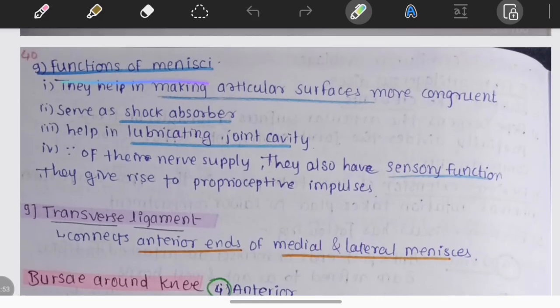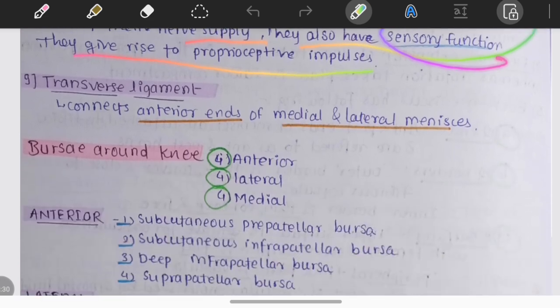Next, the functions of the menisci. They help in making the articular surfaces move congruently and serve as shock absorbers. Shock absorbers are present in things like cars and bikes; it's also important in our body for bearing weight and absorbing shocks. They help in lubricating the joint cavity, and because of their nerve supply, they have sensory functions. They give rise to proprioceptive impulses.